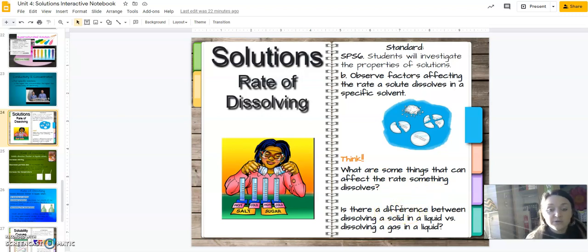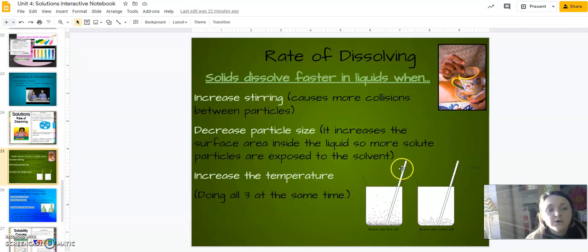Is there a difference between dissolving a solid in a liquid and dissolving a gas in a liquid? So let's talk about some examples. If we want to dissolve a solid, say salt or sugar, or a powder like Kool-Aid, in a liquid, we can increase the rate by stirring it, because when you stir it, the particles collide more frequently with each other, causing them to break down. We could also decrease the particle size.